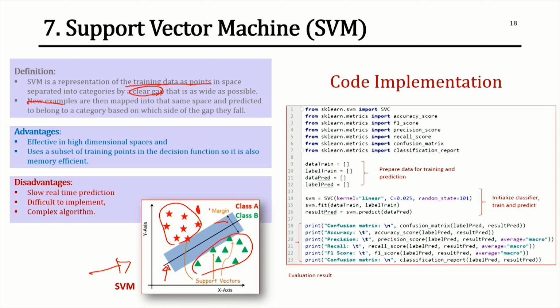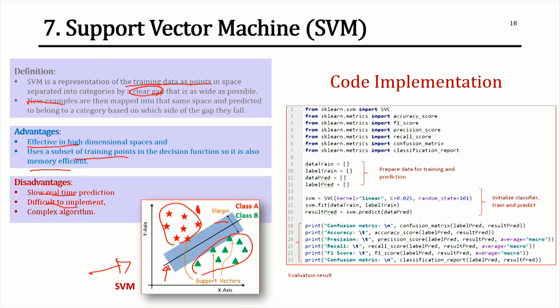For the advantages of using SVM, it is effective in high dimensional space, and it uses a subset of training points in the decision function. So it is also memory efficient. Memory efficiency is normally really important if we have a lower spec computer to perform the classification task. And the disadvantages are that it is slow in real-time prediction. It's also difficult to implement as it has a complex algorithm.